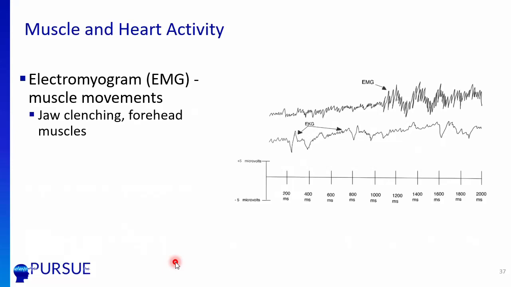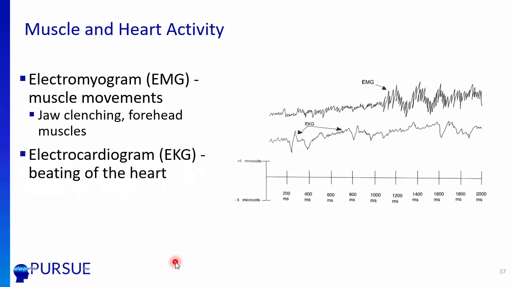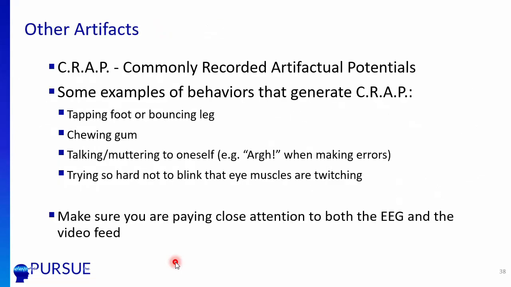EMG is movements, a lot of times from jaw clenching, but also physical movements of the legs, feet, hands, whatever. You'll see that as higher frequency activity like you see over there. And we could also have heart rate activity. This is also pretty rare to see, but it does happen, where you can see some bleed over of EKG. The heart generates a lot of electrical activity, so we can actually pick that up. In addition to what Steve Luck calls commonly recorded artifactual components, or CRAP. So examples: tapping your foot, bouncing the leg, chewing gum.